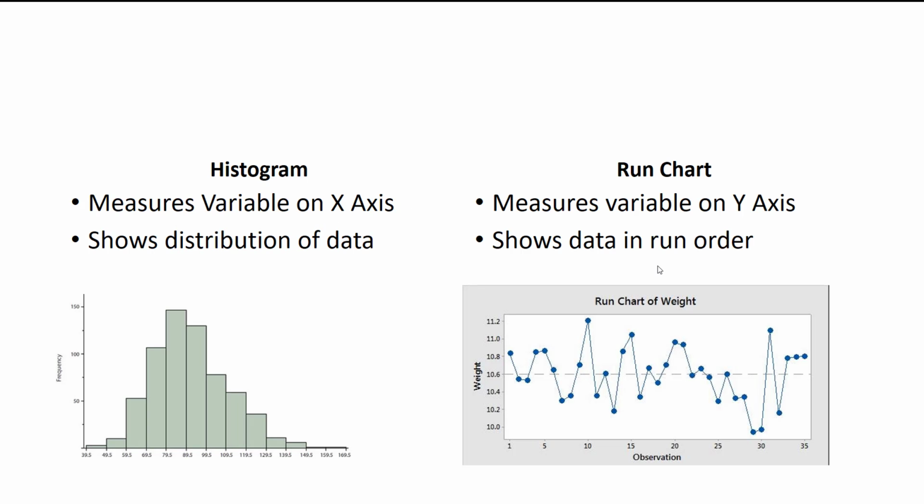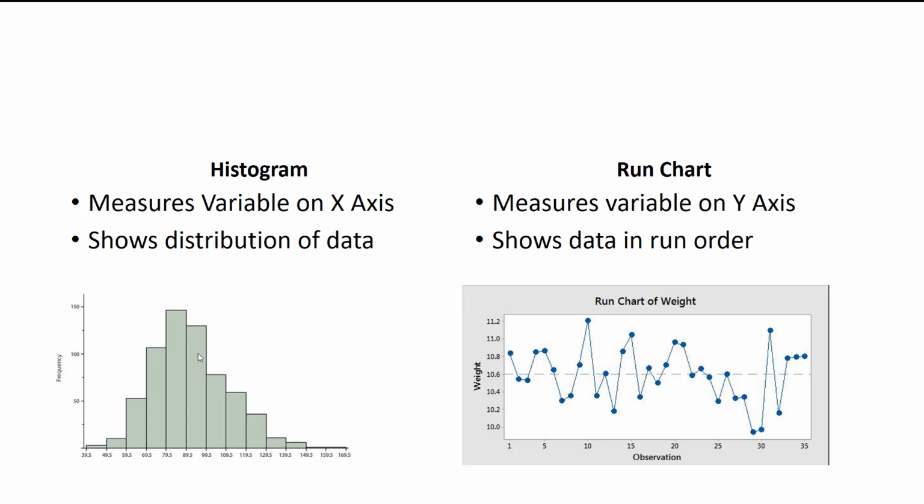So first, what is the difference? If you remember back to your stats 145 days, in a histogram you're measuring the variable on the x-axis, and it shows the distribution of data. We're looking for that normal distribution curve or some sort of non-normal distribution, and then we're looking for a root cause for that. Then the run chart shows our data over time. So our y-axis is our variable, and our x-axis is the order in which the occurrence occurred.